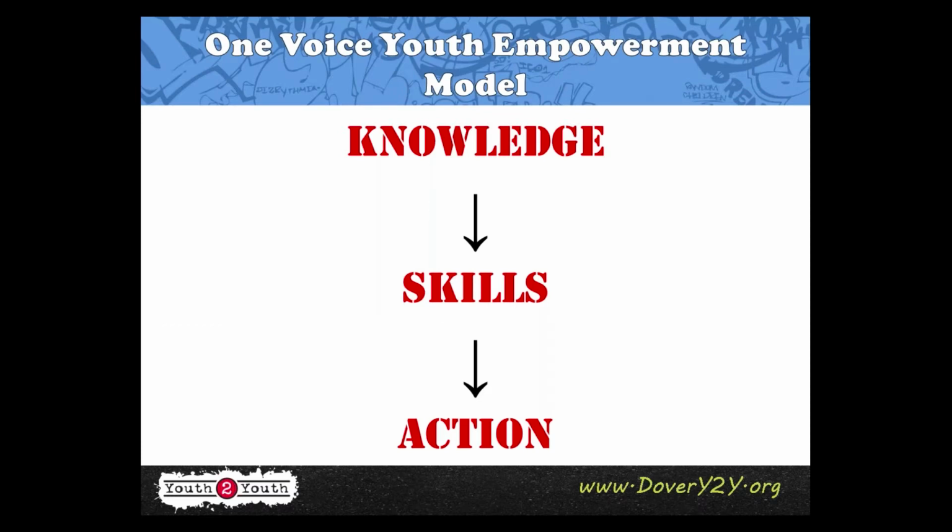Dover Youth to Youth is a youth empowerment group, and we have a very specific youth empowerment model that we use. This model is knowledge, skills, and action. The entire concept is that all of our students get the knowledge and skills that they need to be able to move forward and take action. And a lot of what we're going to show you today is the kind of knowledge and skills the students would need to be engaged and participate meaningfully in a prevention campaign.